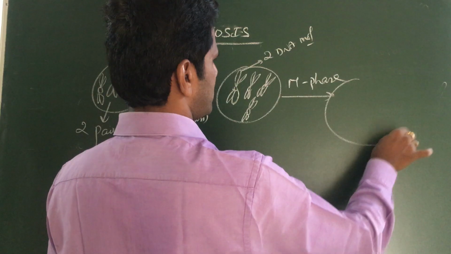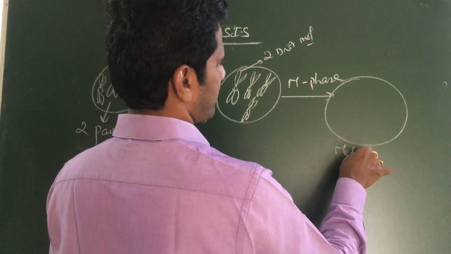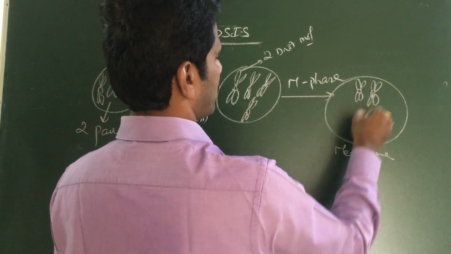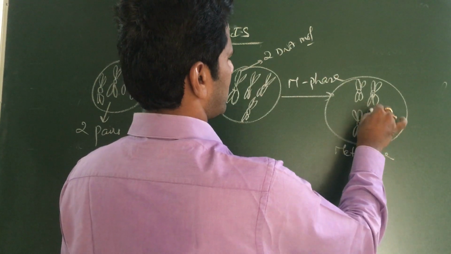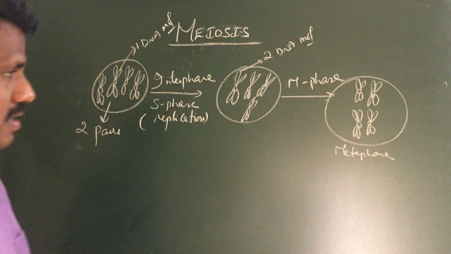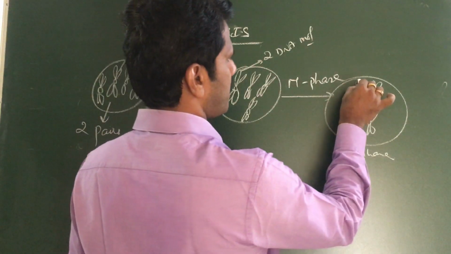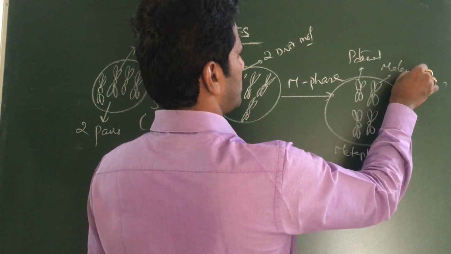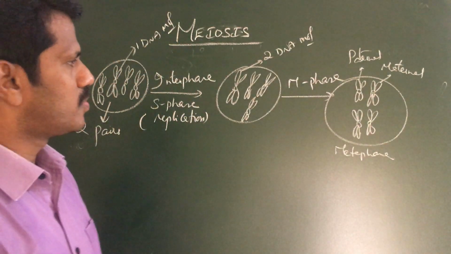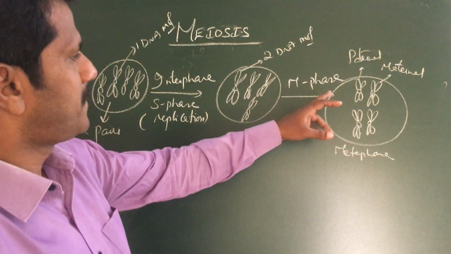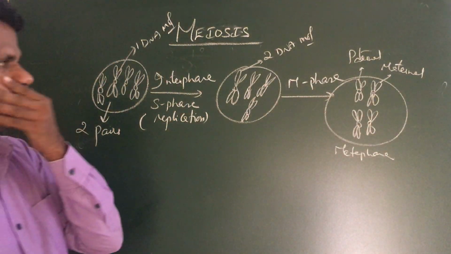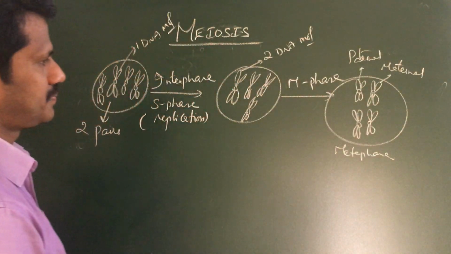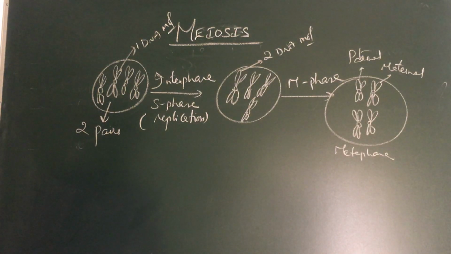Now in M phase, in metaphase, the pairs will align at the line of equator. That means one is from paternal, one is from maternal. This is a paternal chromosome, this is maternal. Both are the same size. Paternal and maternal chromosomes are in pairs, and they align at the line of equator.